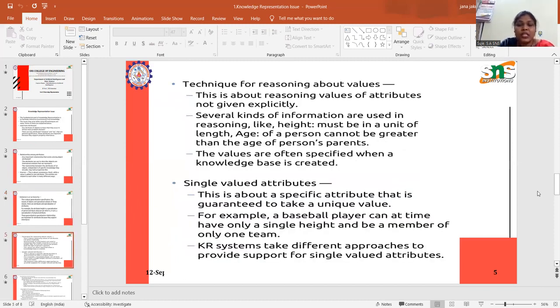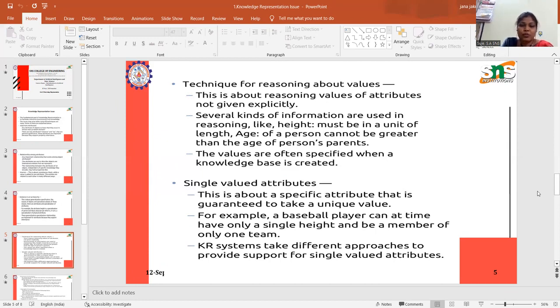Techniques for reasoning about values. This is about reasoning about values of attributes not given explicitly. Several kinds of information are used in reasoning, like height must be in a unit of length, and the age of a person cannot be greater than the age of a person's parent. The values are often specified when a knowledge base is created.